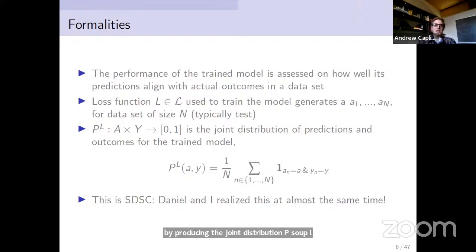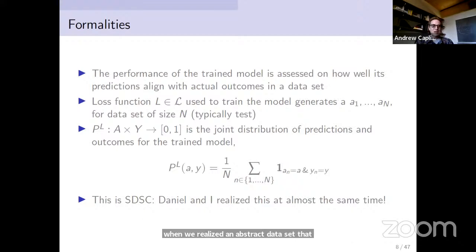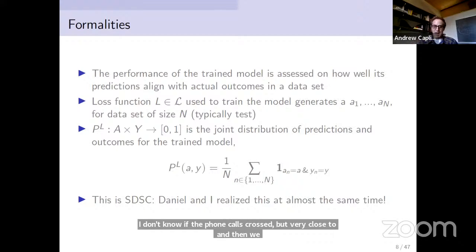And I want to make a comment on roughly the same moment that Daniel Martin and I woke up kind of disturbed and interested and excited when we realized an abstract data set that we'd been thinking about, which at the time was called P of A omega, the probability of an action in a state, is kind of what is done routinely in machine learning. And I don't know if the phone calls crossed, but very close to, and then we started to plunge and think about this, and every step of the way, Philip Marx got involved.